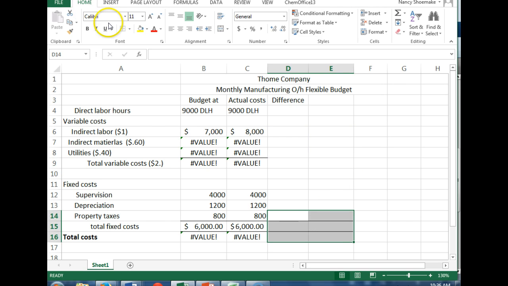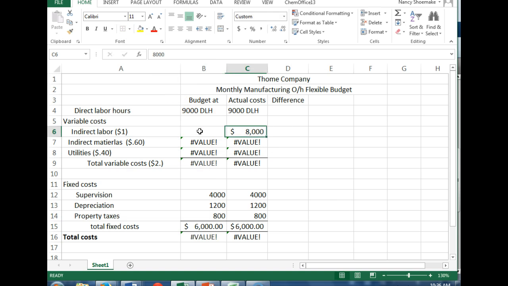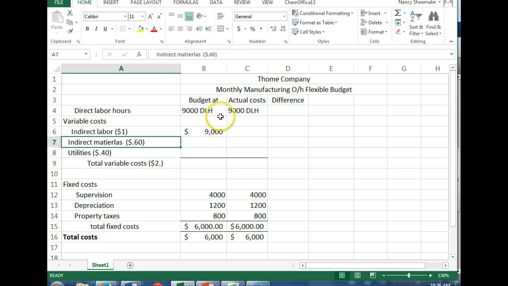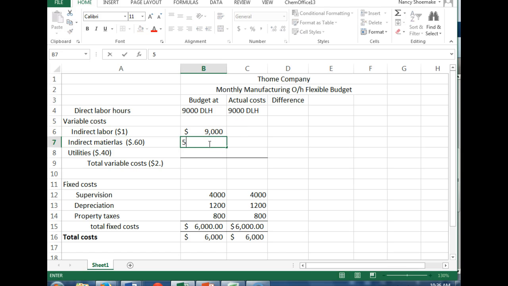Okay? Okay. So our supervision costs are $4,000. Our depreciation's $1,200, and our property taxes are $800. So that's going to remain constant there. And so now let's look at our indirect labor. It is budgeted at $9,000. Our indirect materials were budgeted at $5,400, and our utilities at $3,600.